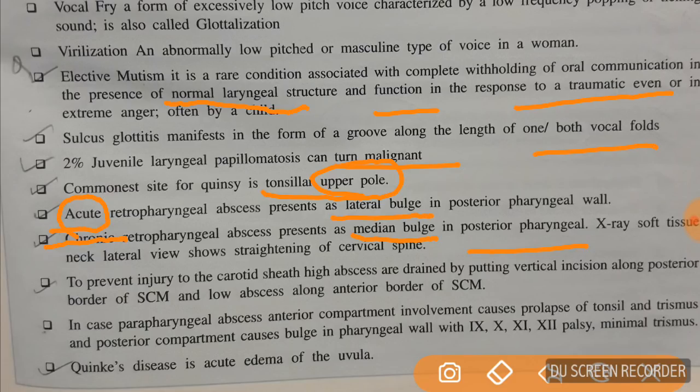X-ray soft tissue neck lateral view shows straightening of the cervical spine due to median bulge. To prevent injury to the carotid sheath, high abscesses are drained by putting a vertical incision along the posterior border of the sternocleidomastoid and low abscess along the anterior border of the sternocleidomastoid.